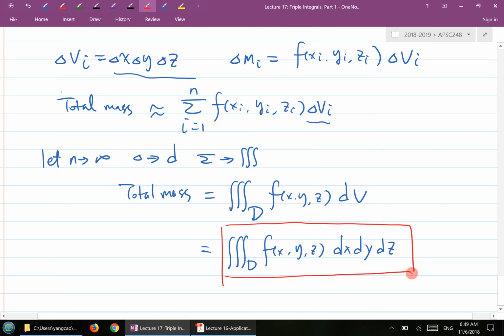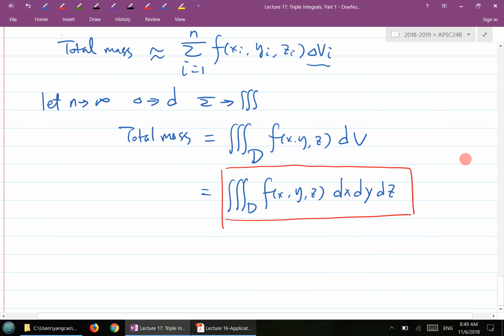So you can see we have basically extended from two variables to three variables. We added essentially one more integration. That's the only difference. Of course, another difference is that instead of a flat region R, we're dealing with a solid region D here.